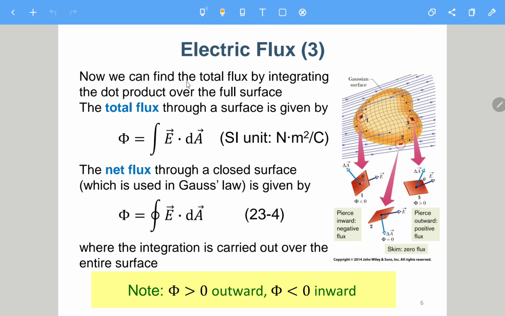Okay, so now we can find the total flux by integrating the dot product over the full surface. So the total flux through a surface is given by this. This is a so-called surface integral. It looks quite complicated, but actually it's just like you try to add all the small components together, just like the Riemann sum you learn in the calculus class.